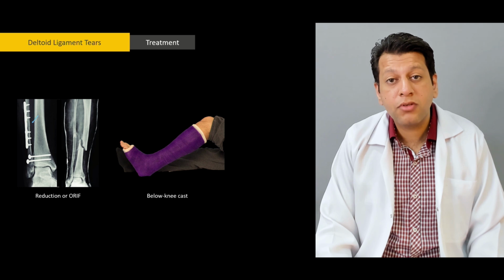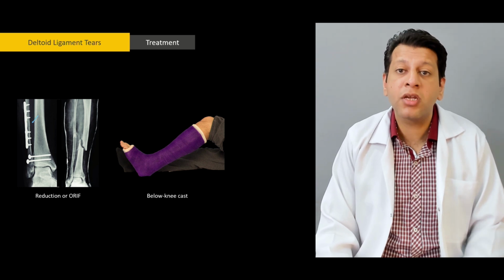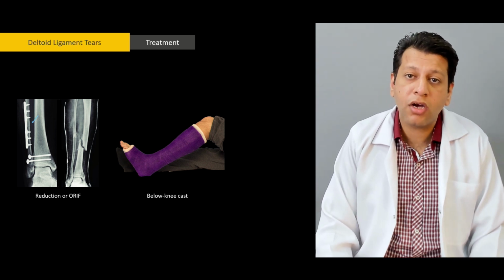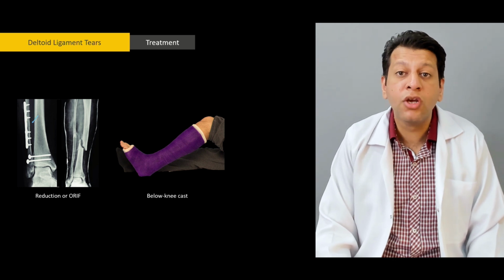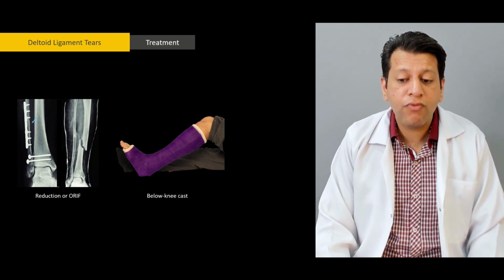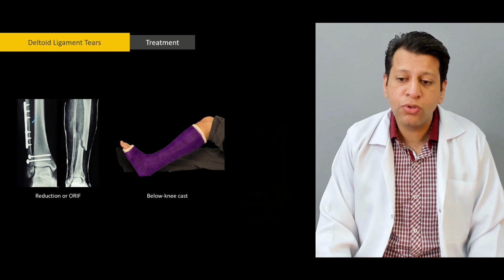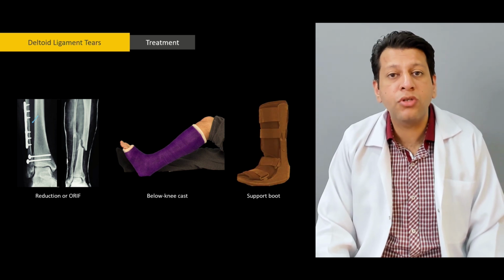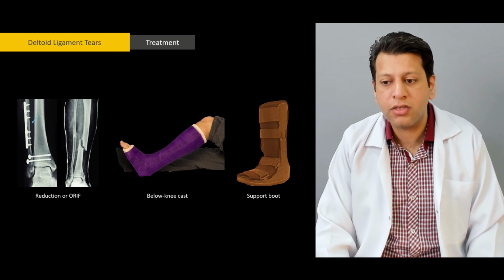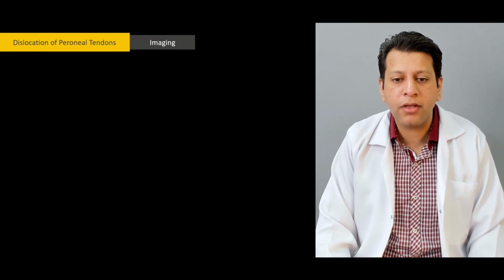Sometimes in syndesmotic injury there will not be a complete tear of the deltoid ligament, or there may only be a tear involving the superficial part, for which we can go for a below knee cast for at least 4 to 6 weeks, or even use a support boot or cam boot for at least 6 weeks with protected weight bearing.